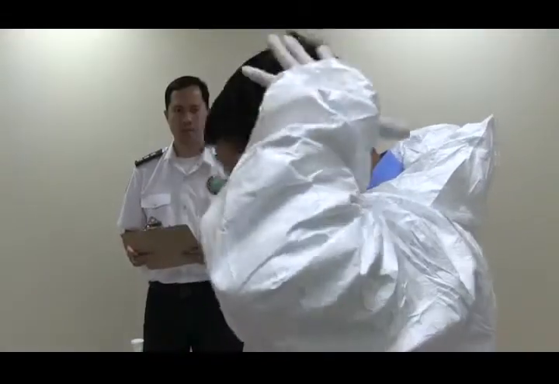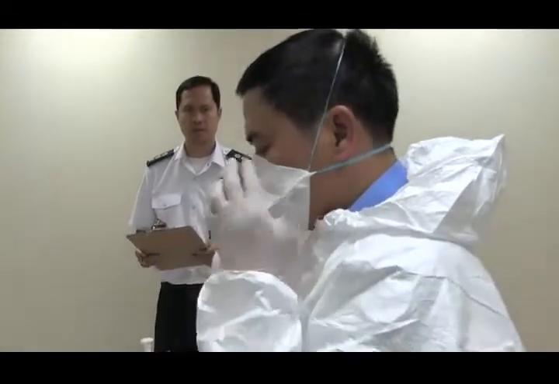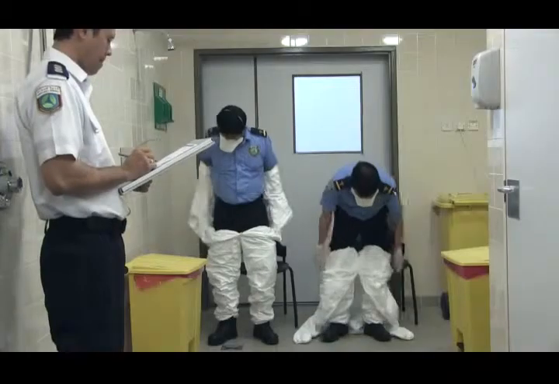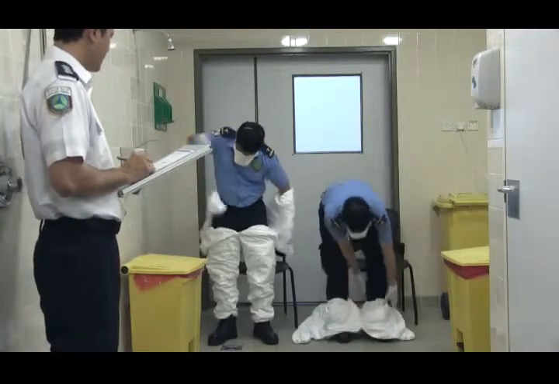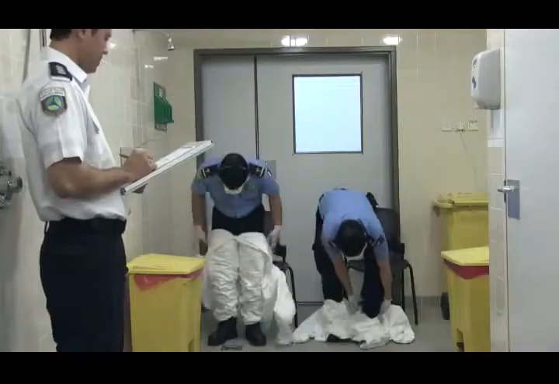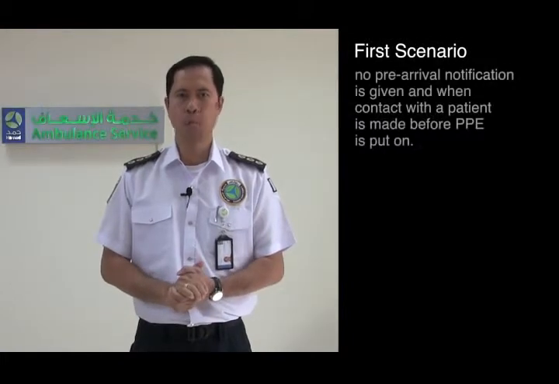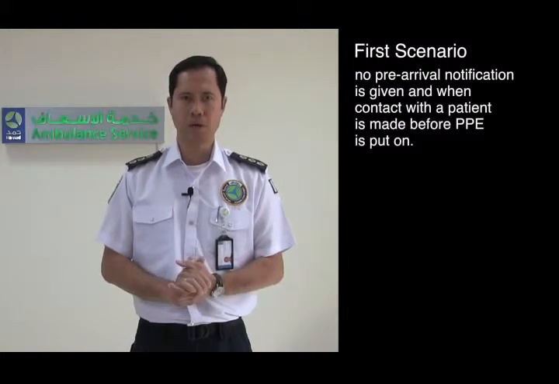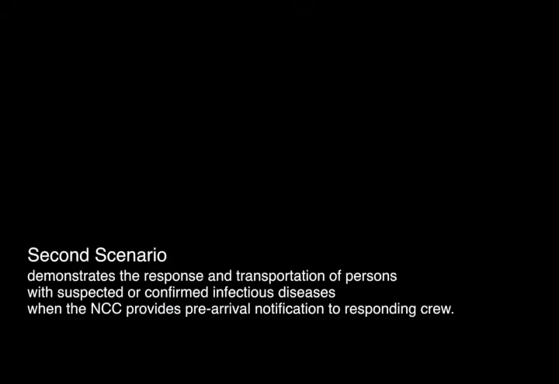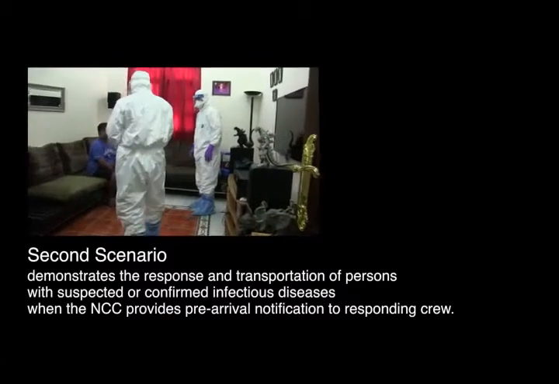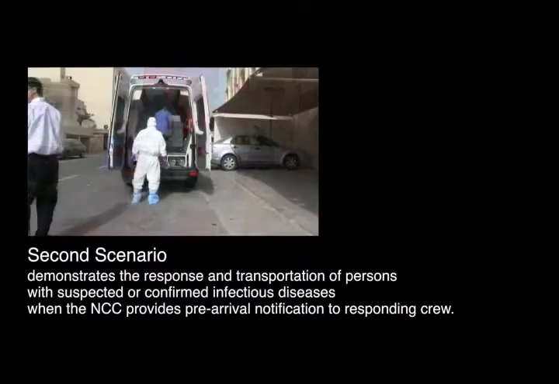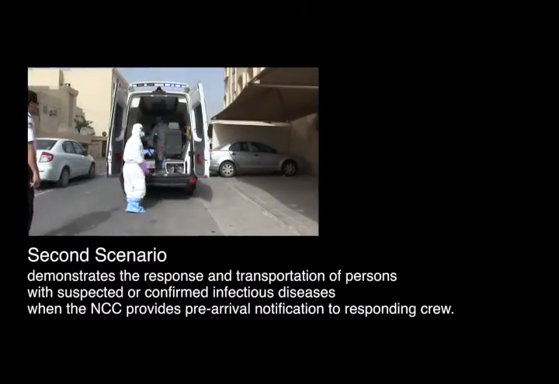As ambulance personnel, you need to be properly protected when handling these patients. This video will also demonstrate how to correctly put on personal protective equipment, and more importantly, how to correctly and safely take off PPE under the instruction and supervision of a trained observer. We will be presenting two scenarios in this video. The first scenario demonstrates the sequence of steps that will take place when no pre-arrival notification is given and when no contact with the patient is made before PPE is put on. The second scenario demonstrates the response and transportation of persons with suspected or confirmed infectious diseases when the NCC provides pre-arrival notification to responding crew. Let's begin.